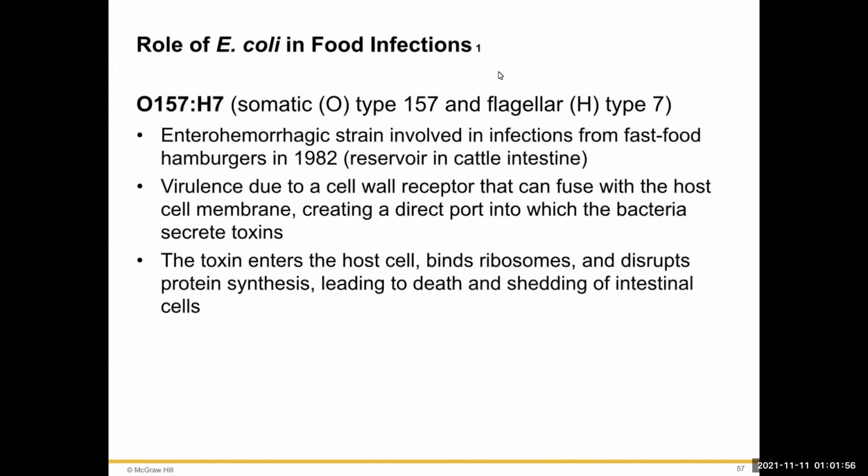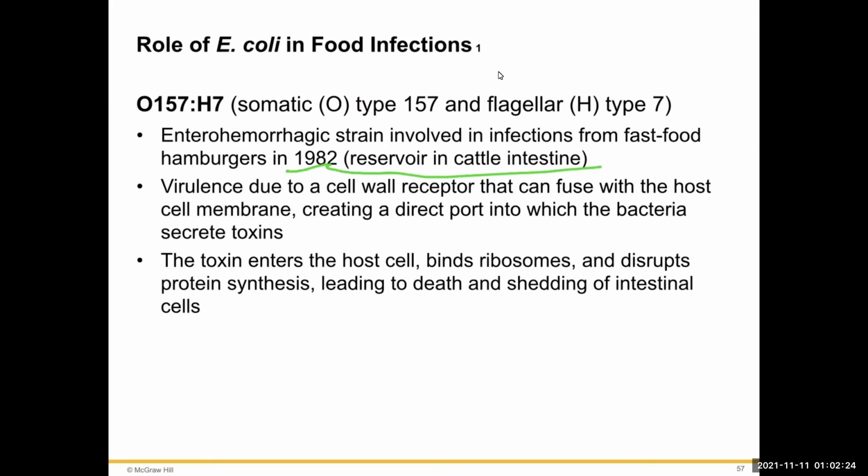The E. coli in food is O157:H7. It's named for the O antigen and the H antigen. It's an enterohemorrhagic strain involved in infection from fast food hamburgers in 1982. The reservoir was the cattle intestine, where it was found, and it was a zoonotic infection transferred into the human population. It came from fast food hamburgers.